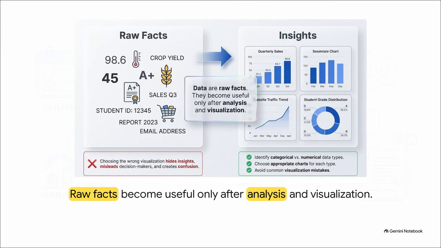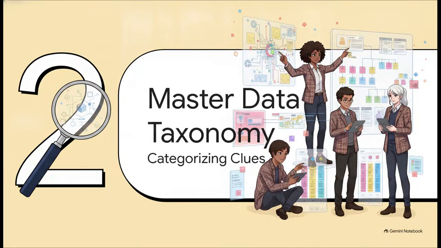And that brilliantly illustrates our foundational rule here. Data, purely on its own, is just raw facts. A temperature of 98.6, a student ID, an email address. Sitting alone, they mean pretty much nothing. They only become useful after proper analysis and visualization. But if we try to just force completely different types of data into the wrong visual box, we aren't just confusing people, we're actually actively misleading our audience. Let's move to Section 2 and see how this builds into our core solution.